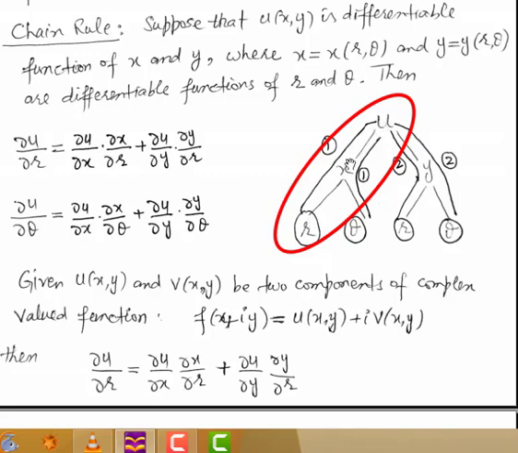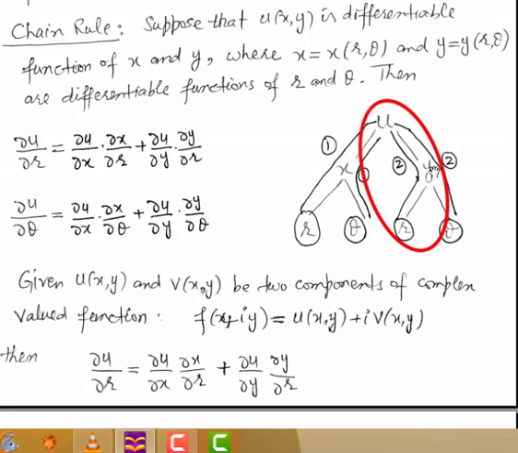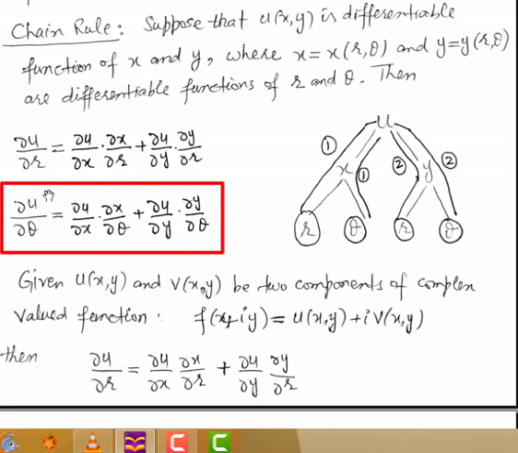Therefore, partial u by partial x into partial x by partial r, plus u depends on y and y depends on r, partial u by partial y into partial y by partial r. Similarly, we can write partial u by partial theta equals partial u by partial x into partial x by partial theta plus partial u by partial y into partial y by partial theta.